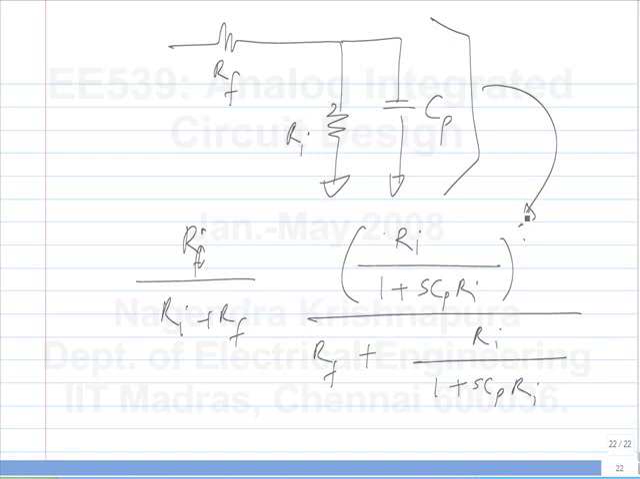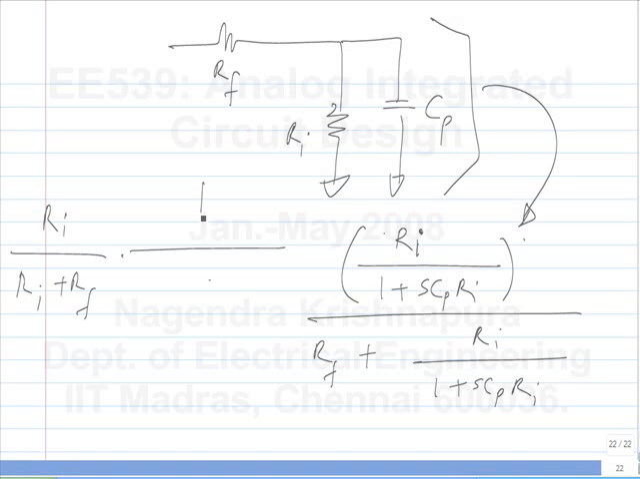The impedance of this parallel combination is Ri by 1 plus SCp Ri. I am not suggesting that you go and memorize this. I am just saying that after you do enough analysis, you should be intuitively comfortable to write it down. Okay, and this will give you Ri by Ri plus Rf, 1 by 1 plus SCp Ri, parallel Rf.